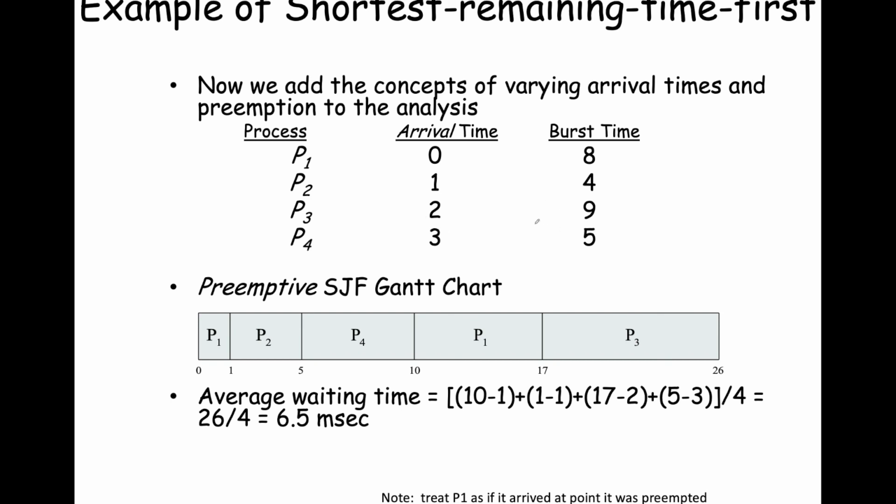And so the criteria is that when a process arrives, you look at who has the shortest remaining time, and that's the one that's going to be run, and it will preempt or halt some process that's already executing. So process P1, if we look at the Gantt chart, it arrives at time 0.